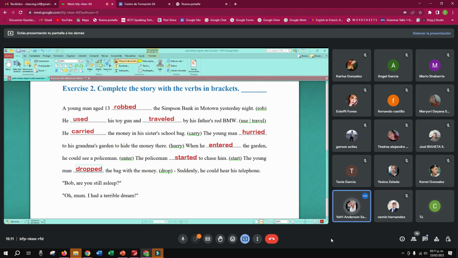A young man, get ready. 13 Robert Simpson Bank in Mountain yesterday night. Rook.